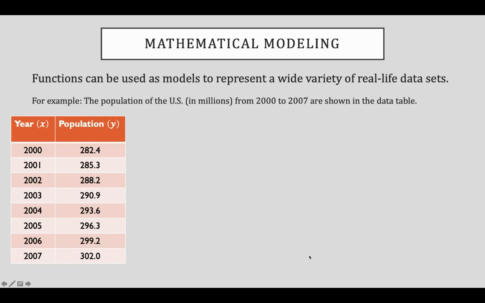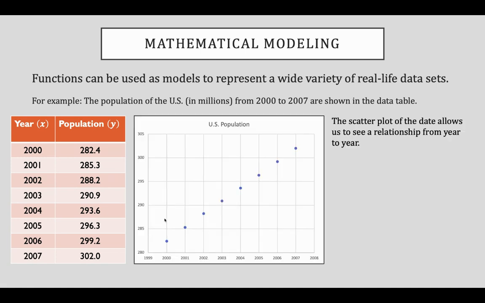For example, the population of the US in millions from 2000 to 2007 is shown in the data table. All right, so notice for the year, and here we have our population. And over time, that population seems to increase. We can create a scatter plot of the data, and it allows us to see a relationship from year to year. Looking at the plot, it looks like it's almost a linear relationship.